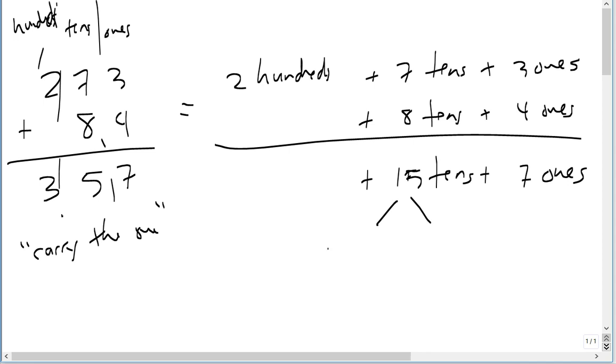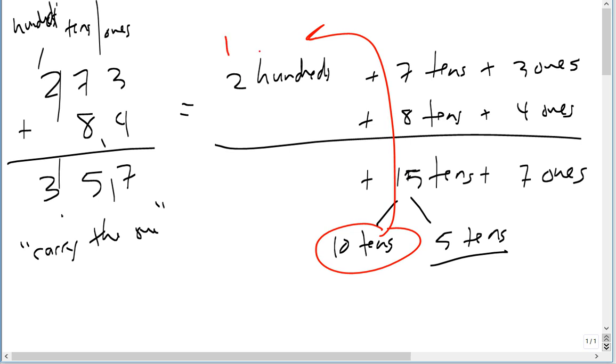And here's what you do. You split 15 tens into 10 tens and 5 tens. We leave the 5 tens behind. 10 tens happens to be the same thing as 100. So we're not really carrying a 1, we're carrying 100. And when you look at that 15, this is 5 ones, this is 10 tens. 10 tens is 100, and then 100 and 200 is 300.